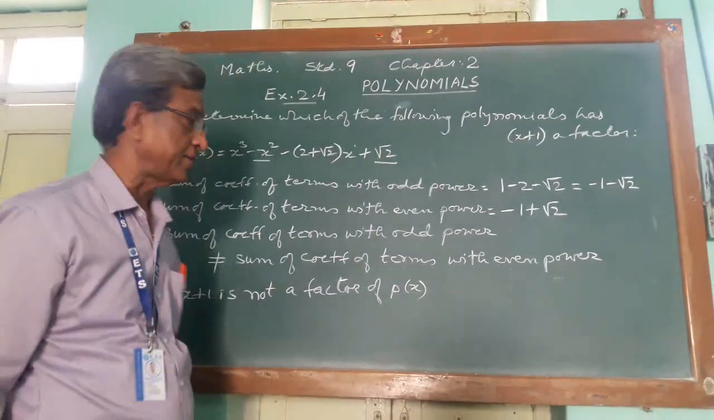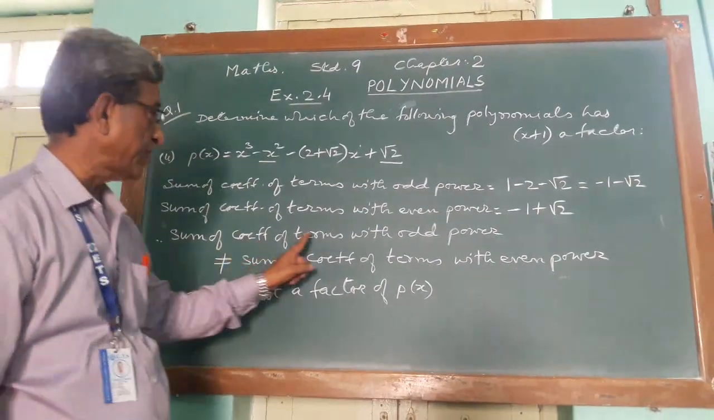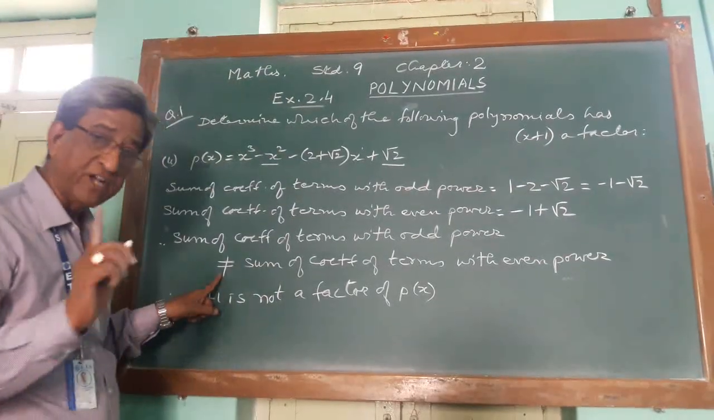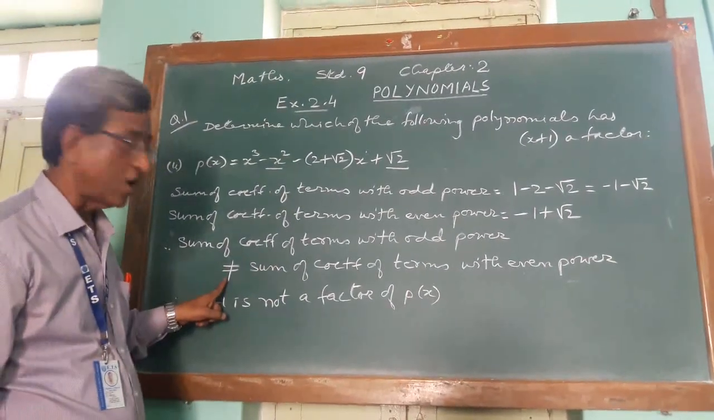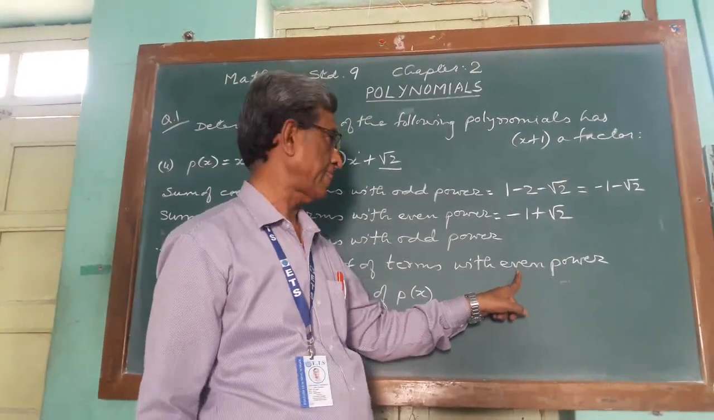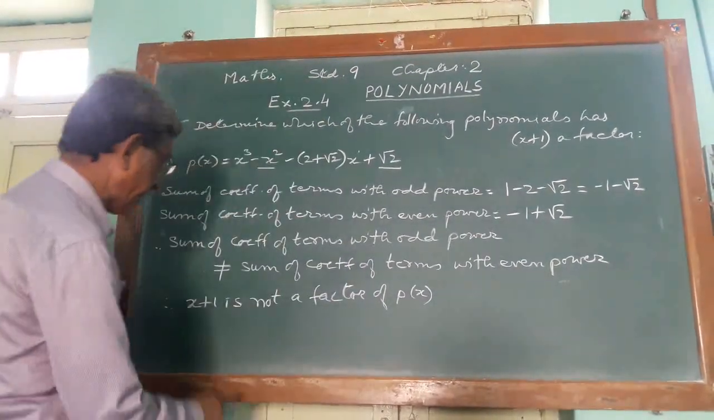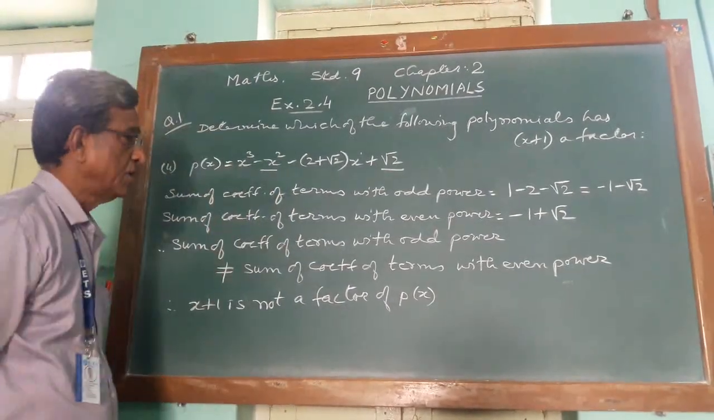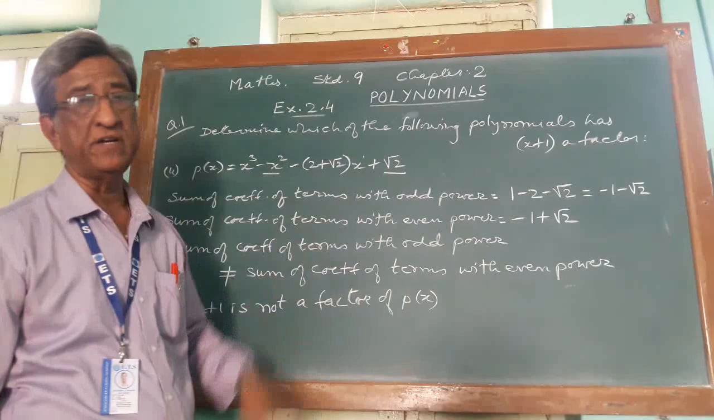So you can say that the sum of coefficients of the terms with odd power is not equal to the sum of coefficients of the terms with even power. So you can say that x plus 1 is not a factor of this given p(x).